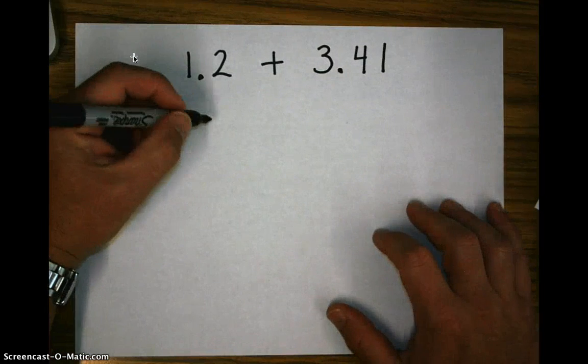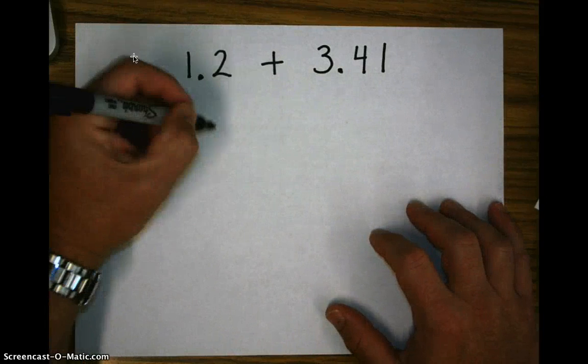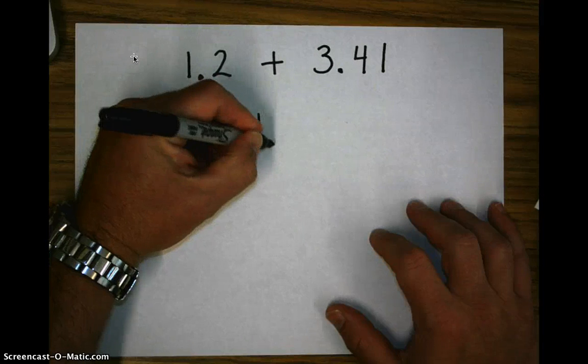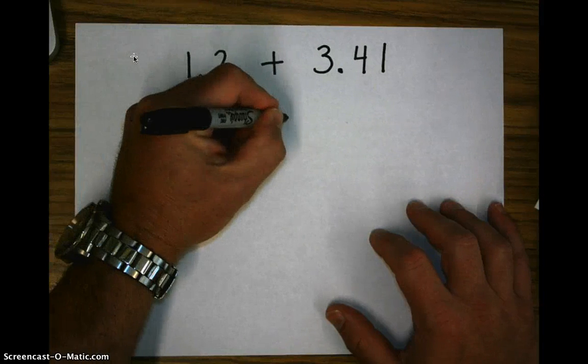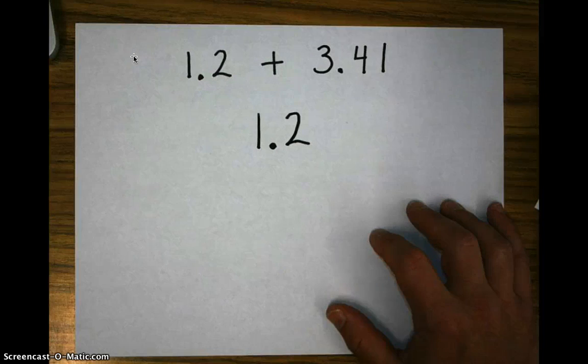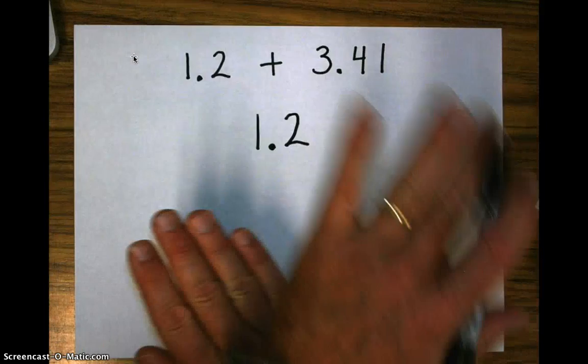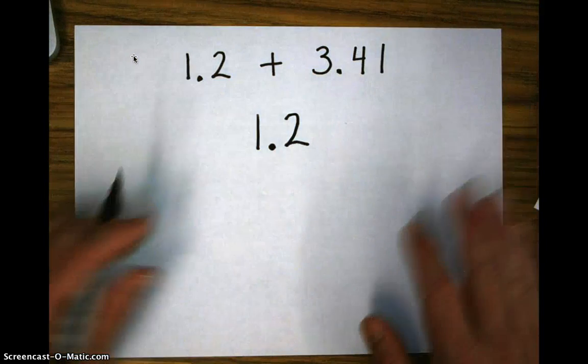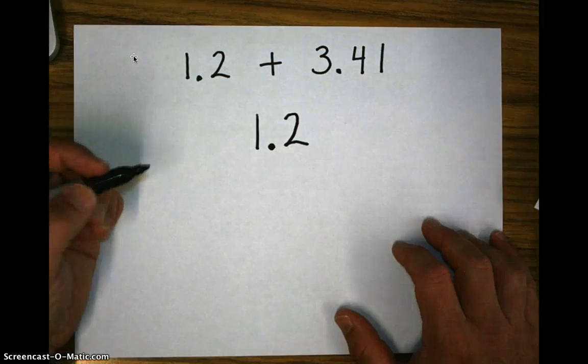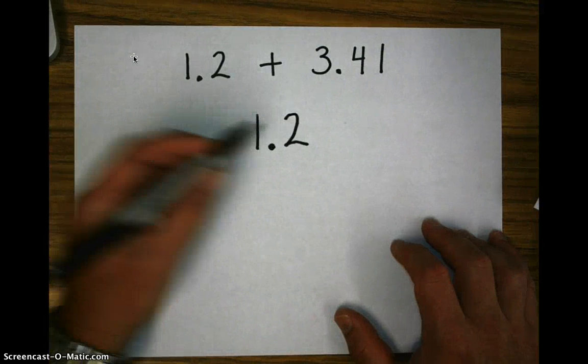Now, if I want to add them up, I put one number on top. The commutative property of addition tells me it doesn't matter which one I put on top. Commutative means this way or this way, it doesn't change the problem. So I'm going to put the 1.2 on top, which is 1 and 2/10.